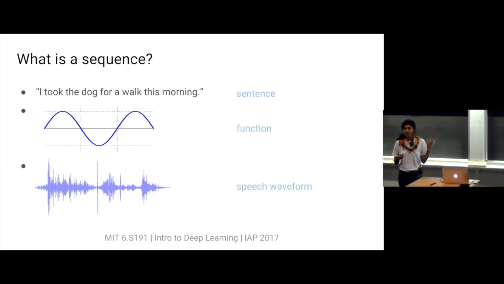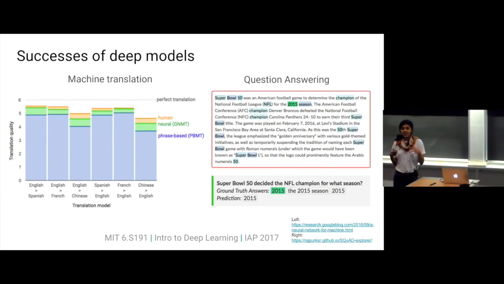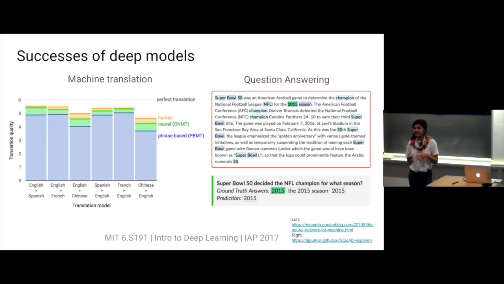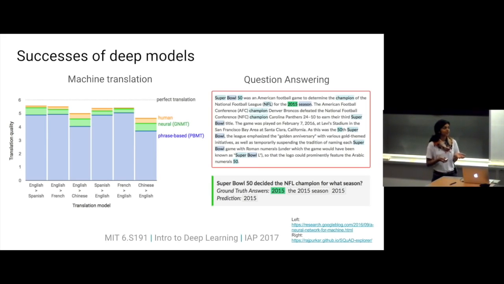Sequences can be something like a sentence, where a sentence consists of multiple words, and each word is dependent on other words in the sentence, or something like a function or a speech waveform. You've probably encountered sequence modeling tasks in your everyday life if you've used Google Machine Translate or Alexa or Siri. Things like machine translation and question answering are all sequence modeling tasks, and the state of the art in these tasks is deep learning based.